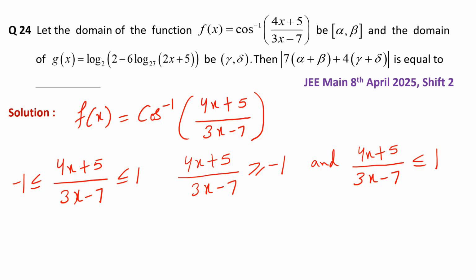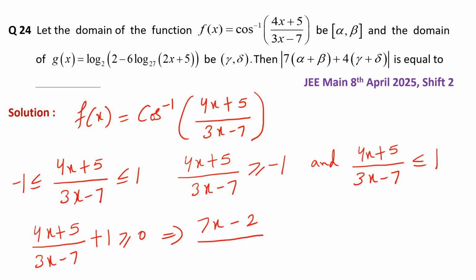Now students, if I consider the first one, that is (4x plus 5) whole divided upon (3x minus 7) greater than or equal to minus 1, then I can write (4x plus 5) whole divided upon (3x minus 7) plus 1 greater than or equal to 0. Now this implies (7x minus 2) whole divided upon (3x minus 7) greater than or equal to 0.